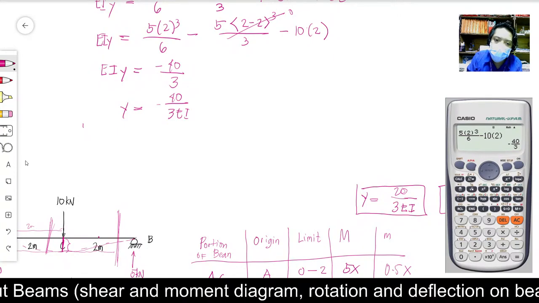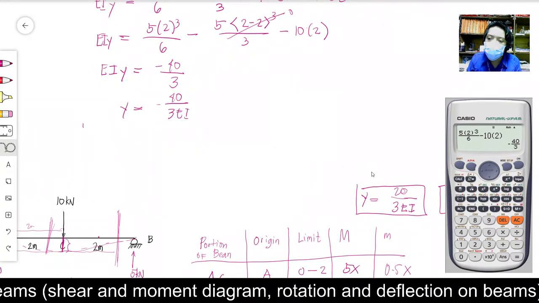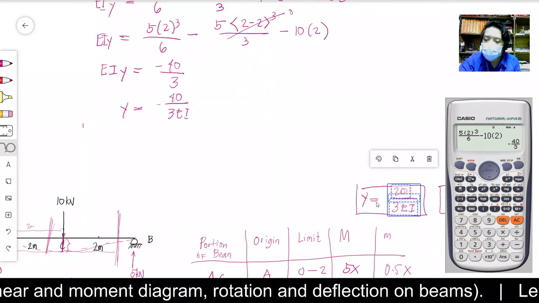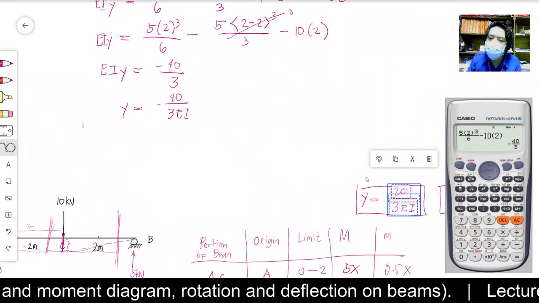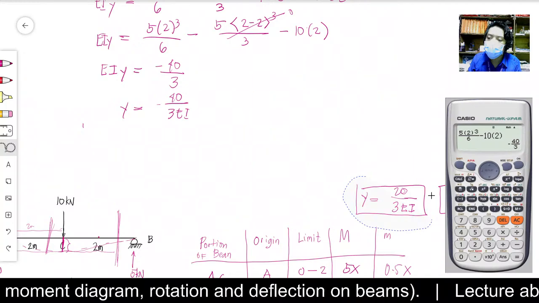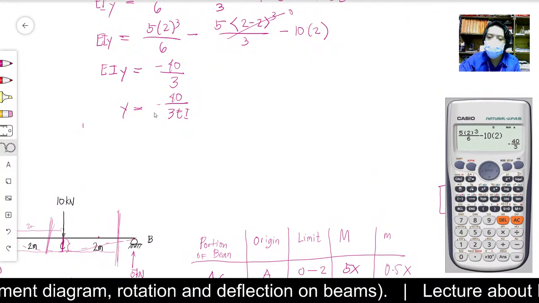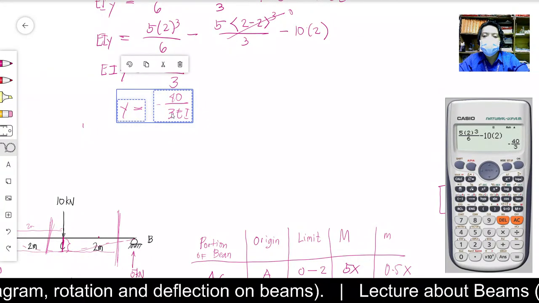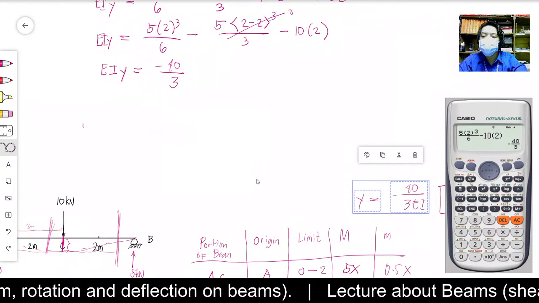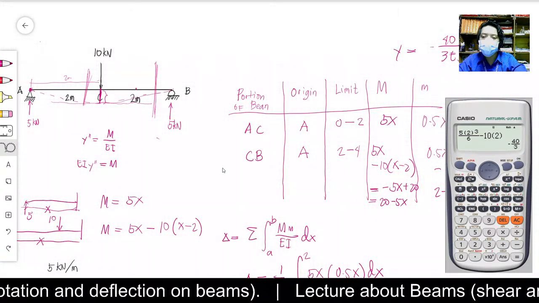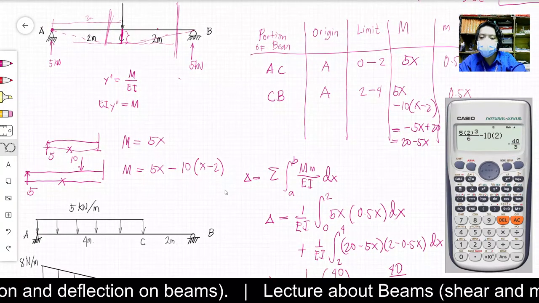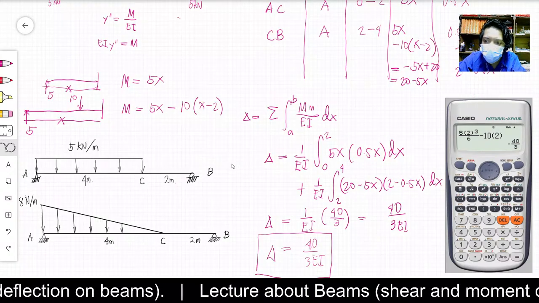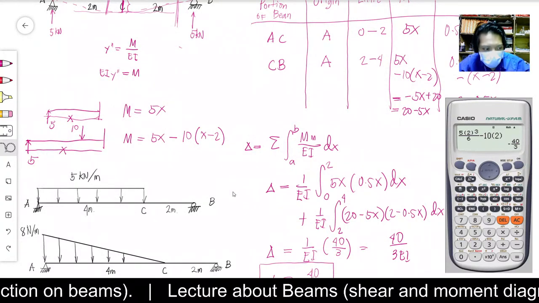Okay, so mali ini nga answer. So mali an 20. Siguro nagkamali ako sa pag-calculator kanina. This is not correct. So that's how you solve for the deflection using the double integration method.